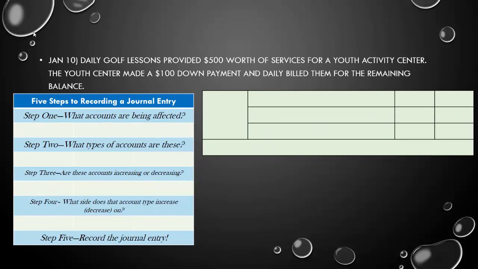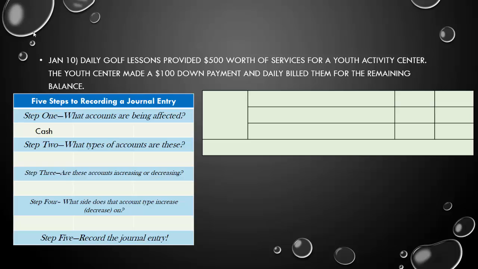On January 10th, Daily Golf Lessons is going to provide $500 worth of services for a youth activity center. This activity center is going to pay us $100 at the time the services are rendered, and we're going to bill them for the remaining balance. Well, now we've got three accounts being affected because we're getting a down payment, and that means we're getting money right now, so cash has to be affected.